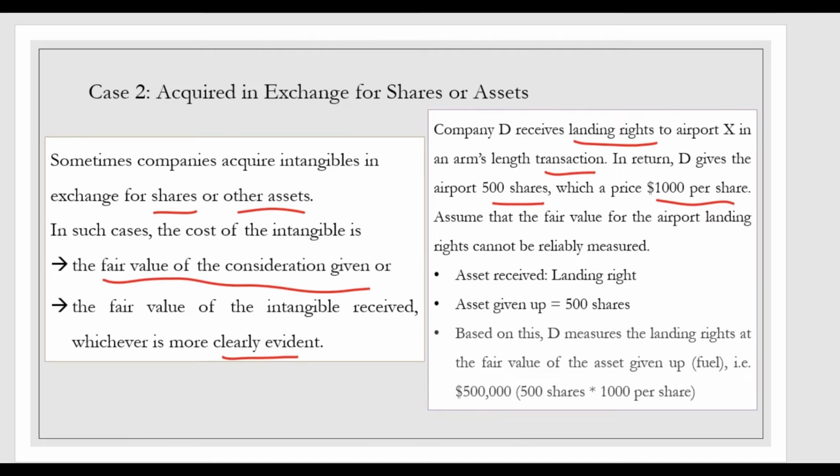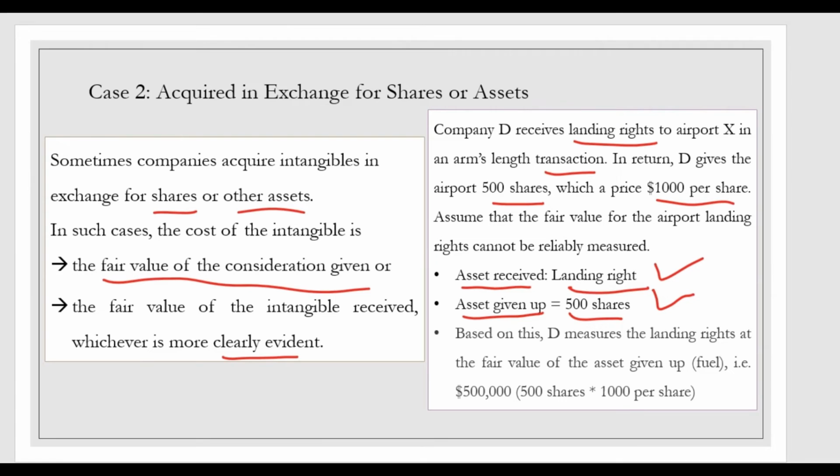Let us identify the asset given up and the asset received. In this example, the asset received is landing rights and the asset given up is 500 shares, meaning the landing right has been purchased in exchange for shares, not for cash. In this case, you should identify two fair values. One, the fair value for landing right, which is the asset received, and the other one, the fair value for the asset given up, which is 500 shares.